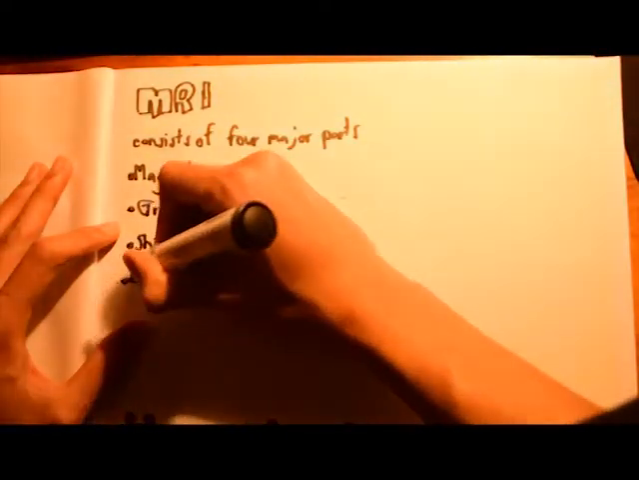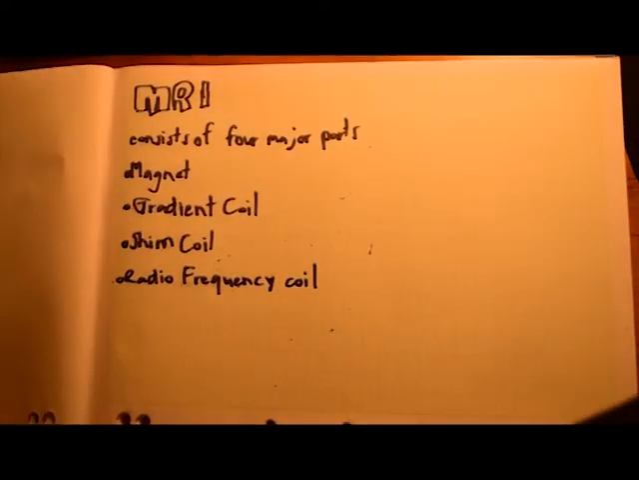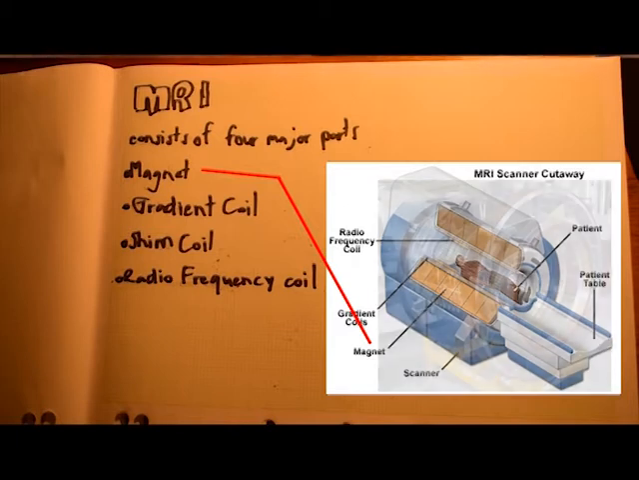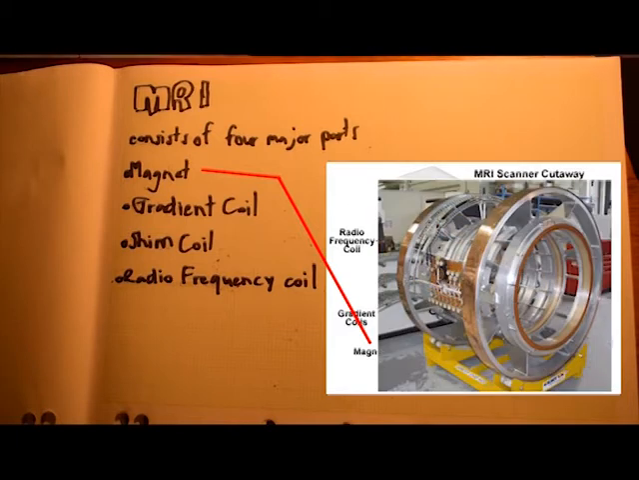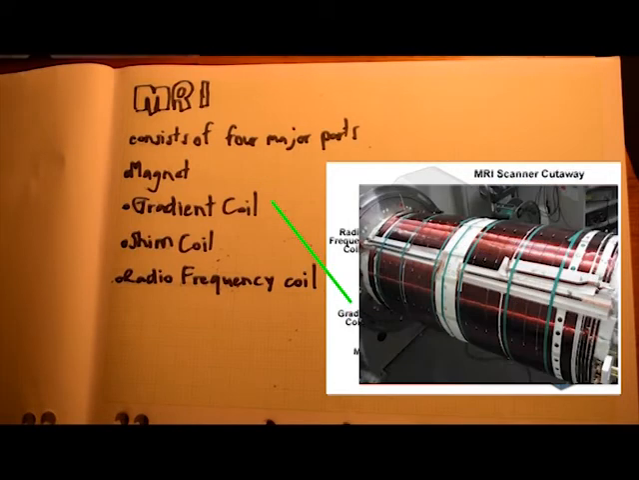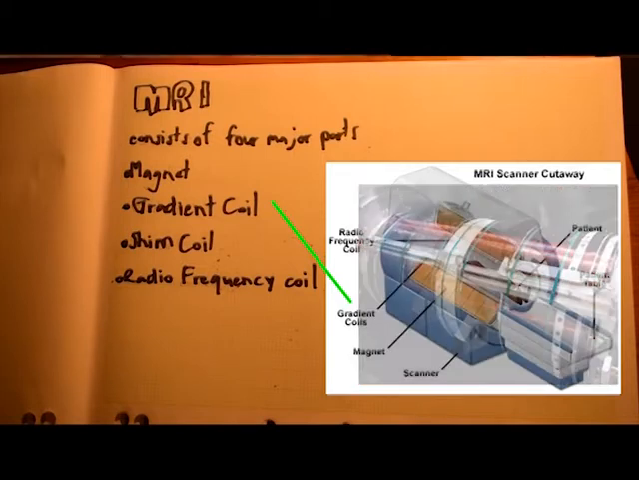MRI consists of four major parts, which are the magnet, gradient coil, shim coil, and radio frequency coil. The magnet is the most important component of the MRI machine, which is capable of producing a large and stable magnetic field. Gradient coil. When the MRI machine is at the resting stage and not producing an image, the gradient coil acts to change the magnetic field strength from one point to another in the patient's body, in order to get the image from specific parts of the body.